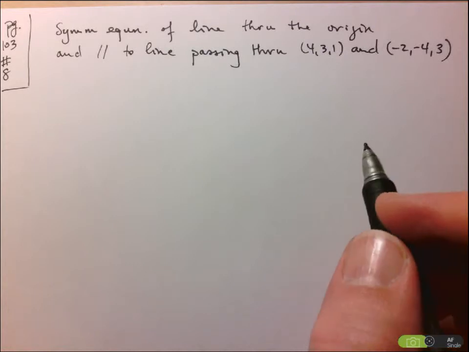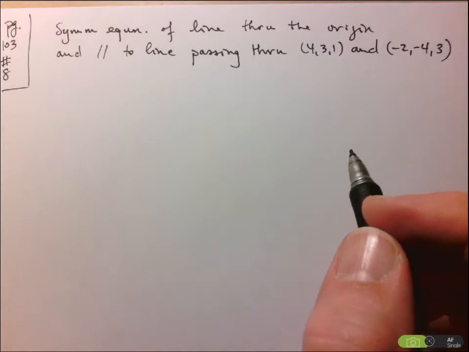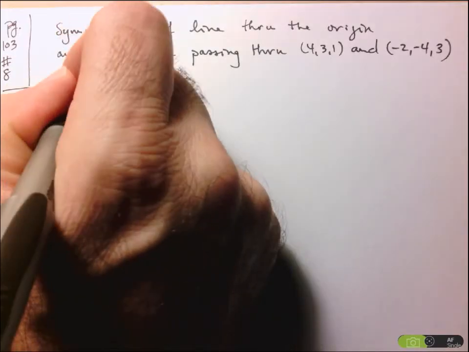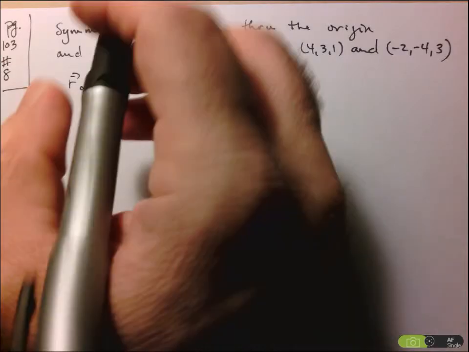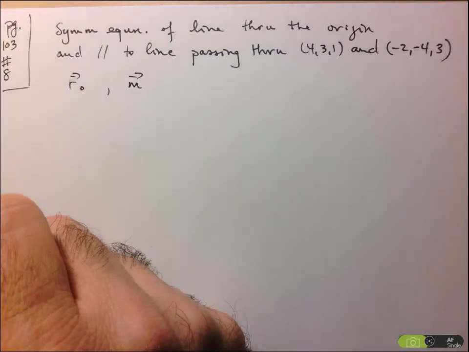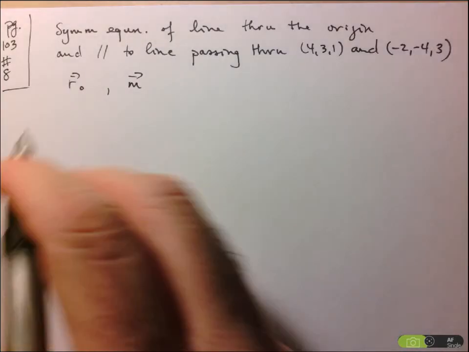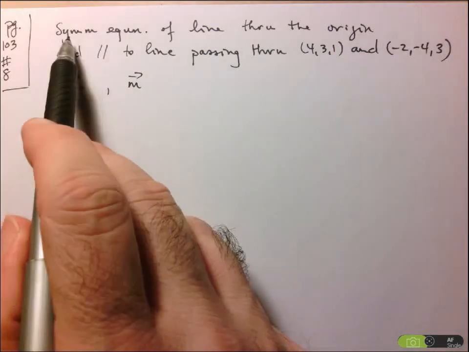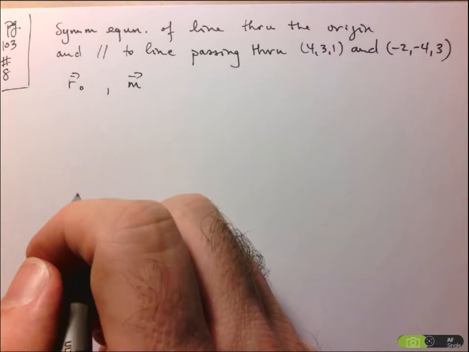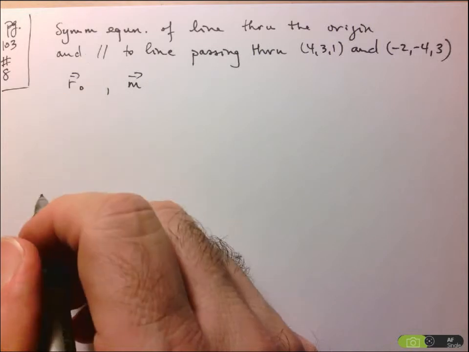Okay, so when we're trying to find the parametric vector or symmetric equation of a line, what we need is a point. We need our R0 on the line, and we need our direction vector M, which is parallel to the line. In this case, be aware that they're asking us for the symmetric equation. So even if you find it in another form, make sure your final answer is in the form requested.